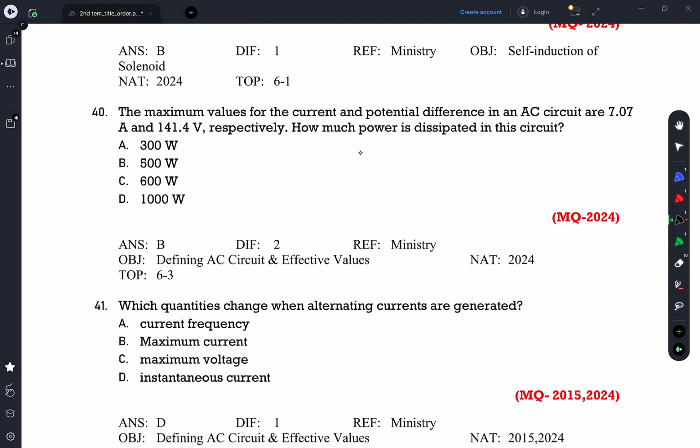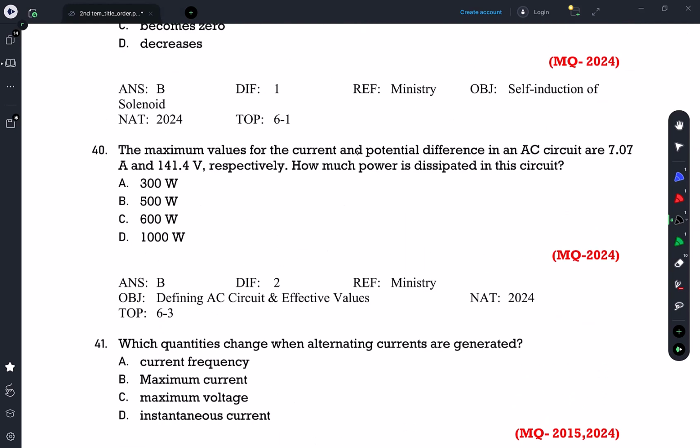Question number 40, the maximum values of the current and potential difference in an AC circuit are 7.07 ampere and 141 volt respectively. So how much power is distributed in this circuit? We know power equation is equal to I times V, but if maximum values are given, we should divide it by 2. Given values are the maximum values.